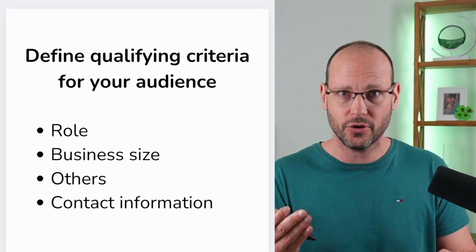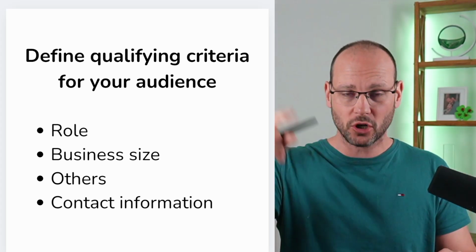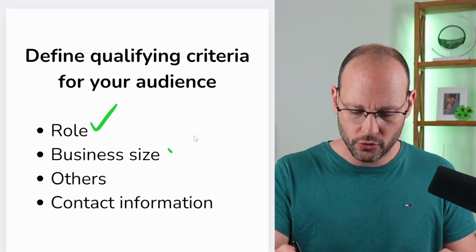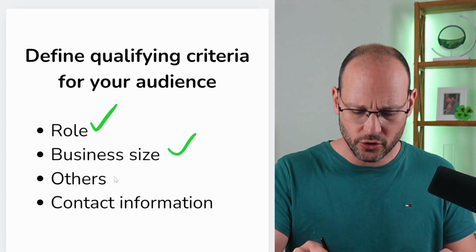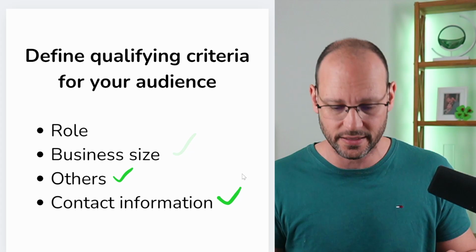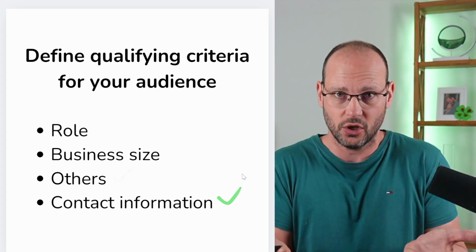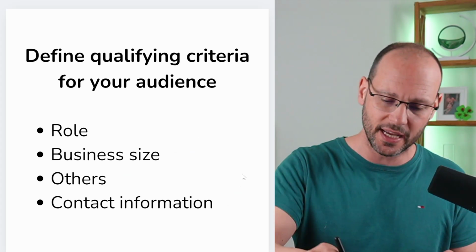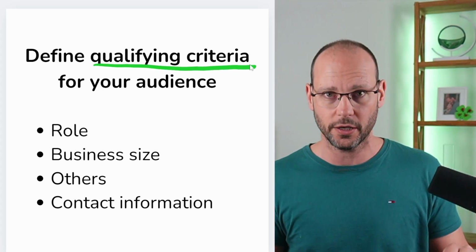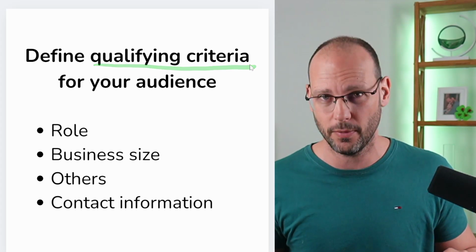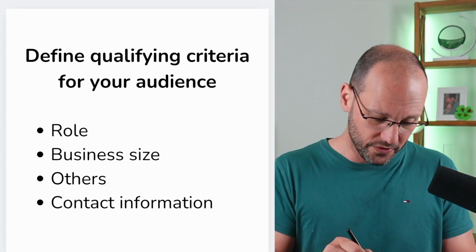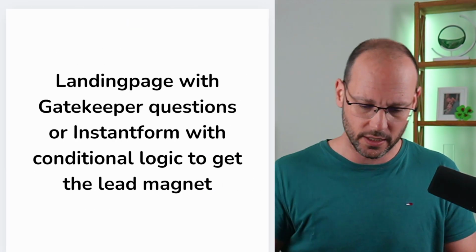You need to have specific attributes where you can tick the boxes and say, this lead is qualified because the person has the right role, right business size, eventually other criteria, and we got the contact information, and the contact information is valid. When you can tick all these boxes, your lead is qualified. So it makes a lot of sense to develop qualification criteria for your specific audience, because then you can filter out people automatically and train the AI of Meta automatically with the right data, which is very important, okay?